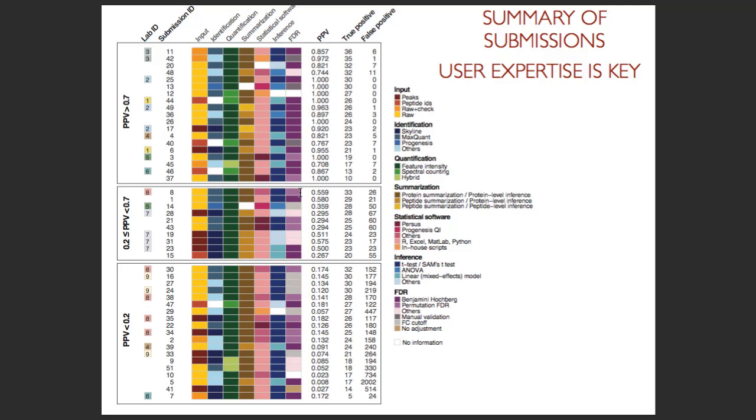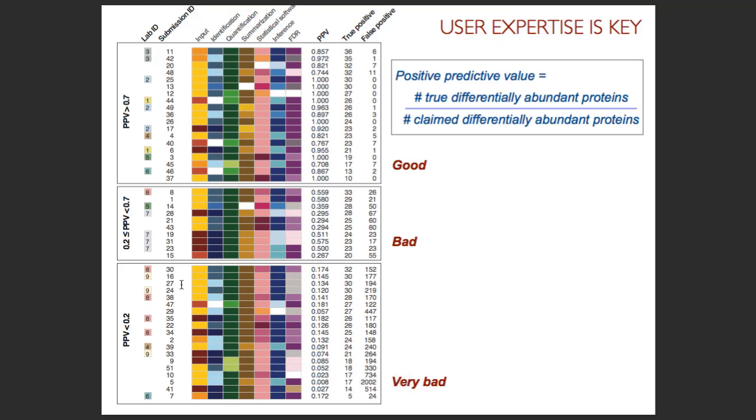And then, of course, they were interested in whether some tools did better than other tools. First of all, it was really difficult to find any similarities or groupings, so we could only partition the submissions based on performance. Positive predictive value is the proportion of true changes among the reported changes. These submissions have more than 70% true positives among the reported changes. This group is between 20 and 70%, which is quite low, and this is below 20%, which is really low.